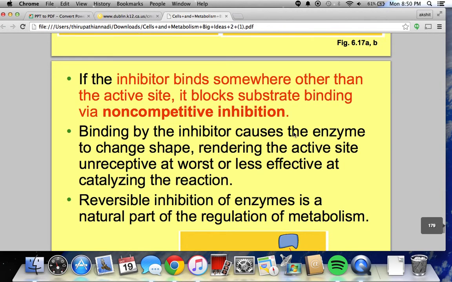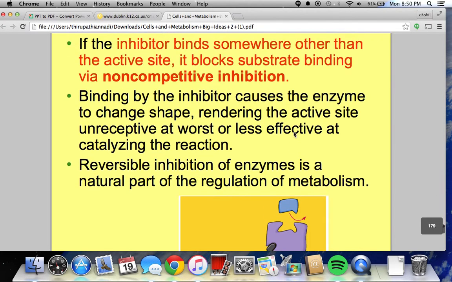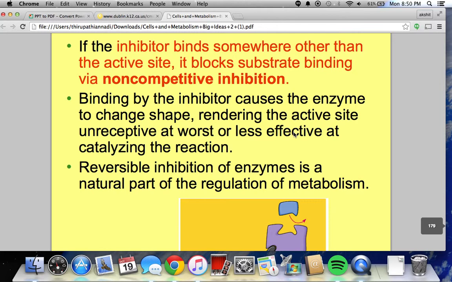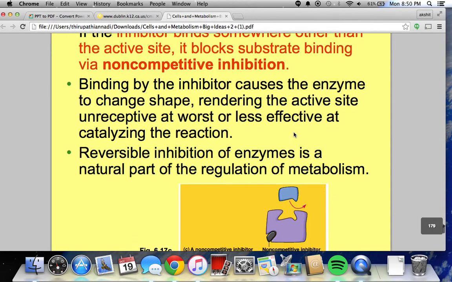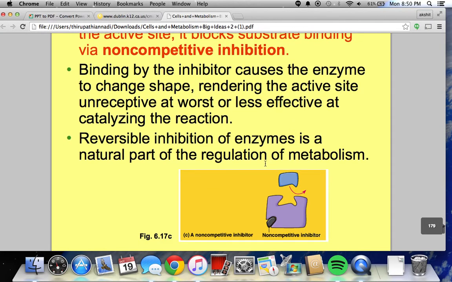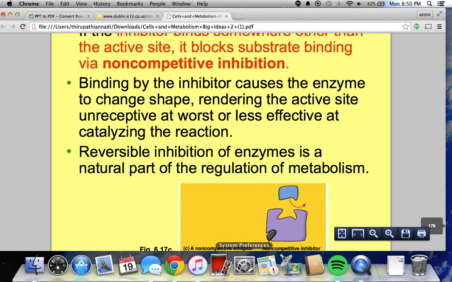If the inhibitor binds somewhere other than the active site, it blocks substrate binding via non-competitive inhibition. So this inhibitor is going to go into this little pocket or some other pocket in the enzyme, and that's going to change its shape a little, and then the substrate won't fit. So this is going to be permanently there, and it's going to make the enzyme not work at all. You can see it's non-competitive because it doesn't have to compete for the spot, because it changes it permanently.